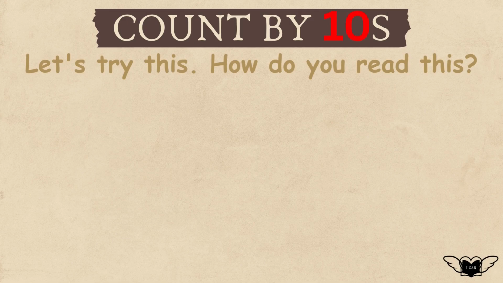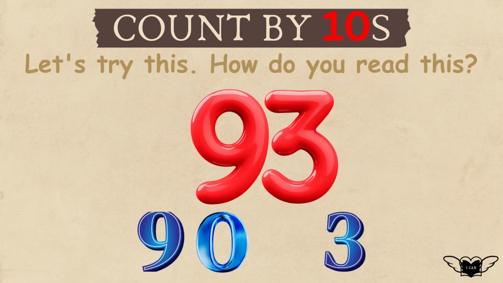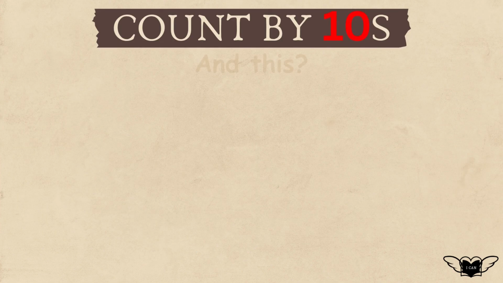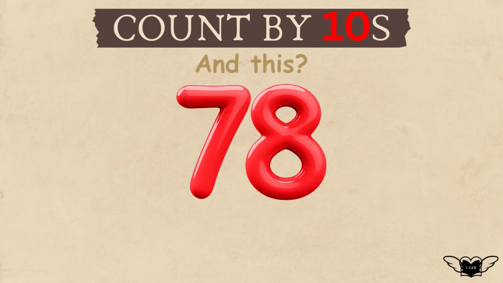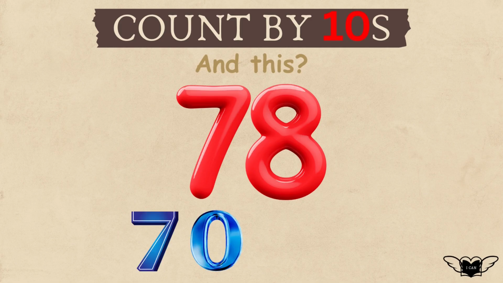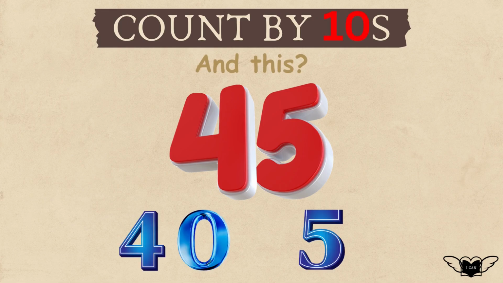Let's try this. How do you read this? 90, 3, 93. And this? 60, 2, 62. And this? 70, 8, 78. And this? 40, 5, 45.